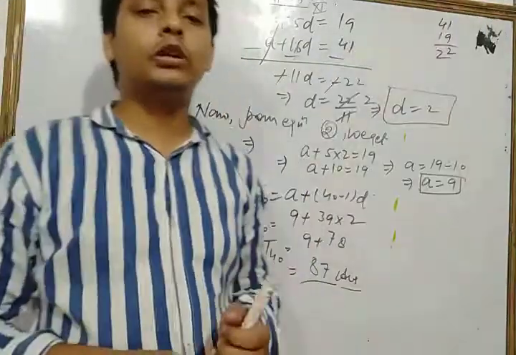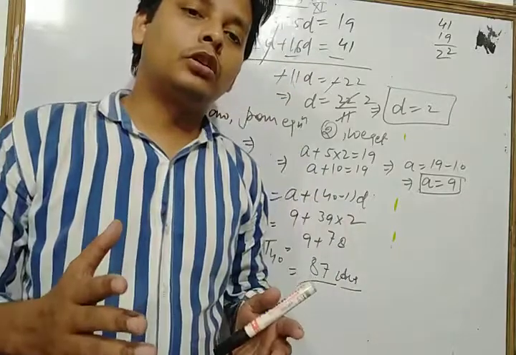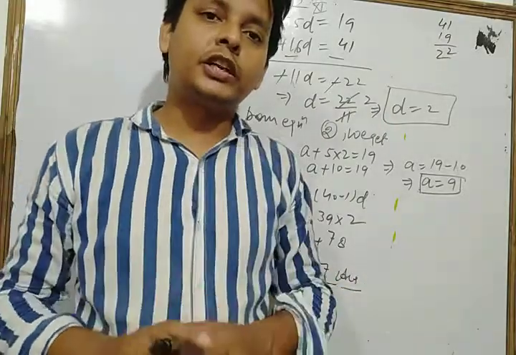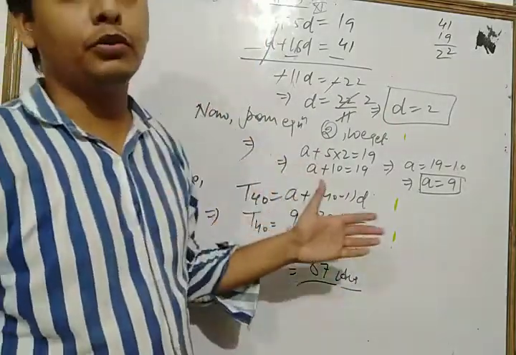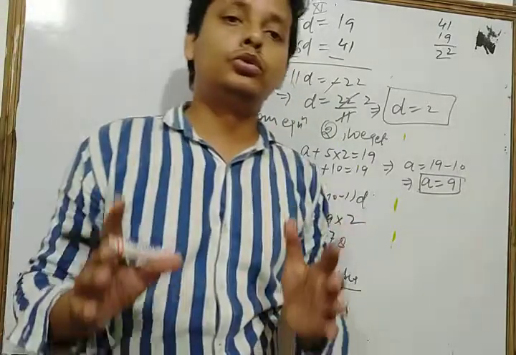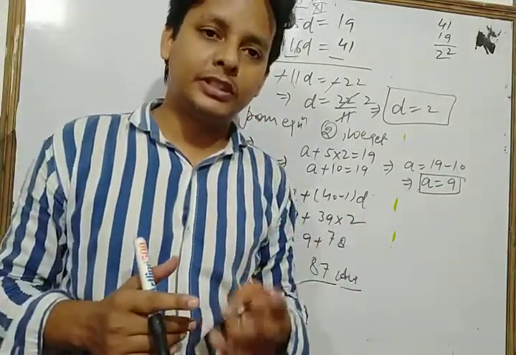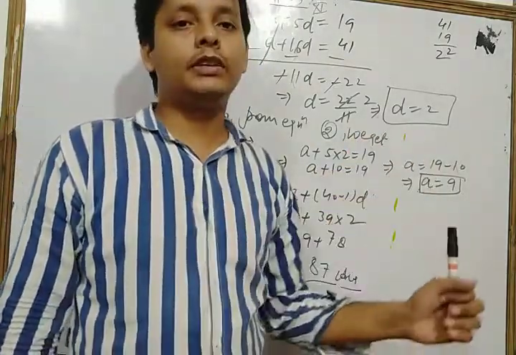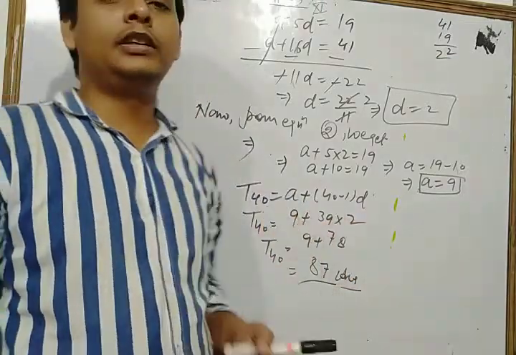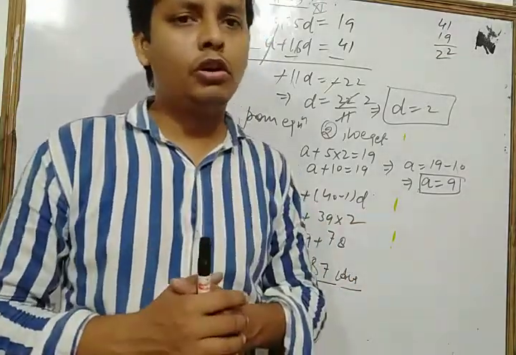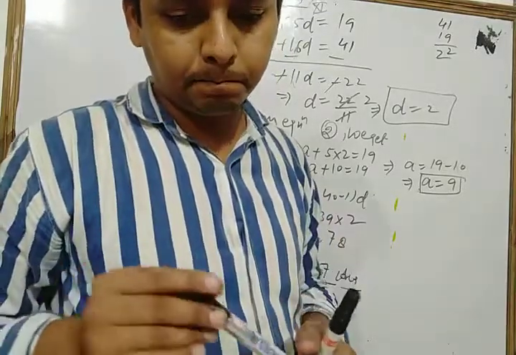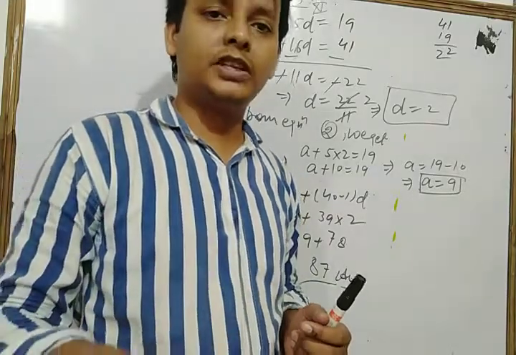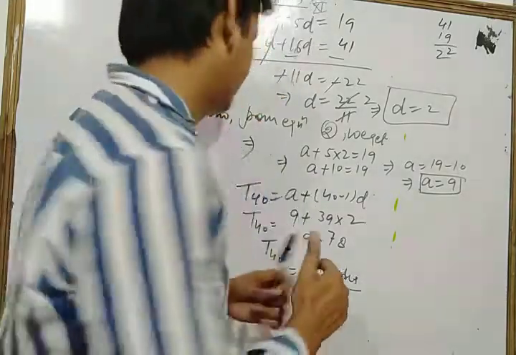So in this way, dear students, we can solve many questions based on the general term of an AP. You can solve each and every question of your NCERT exercise of this type. First of all, you form two equations according to the statement. Then you find the values of A and D, the first term and the common difference of the given AP. Then you find any term according to your question. Now we take some other question based on the general term of the given AP. Let's see.